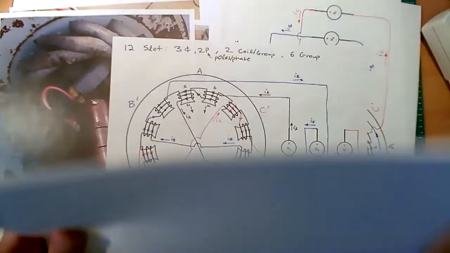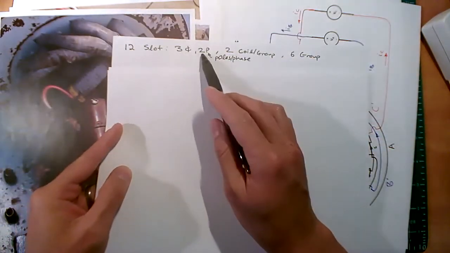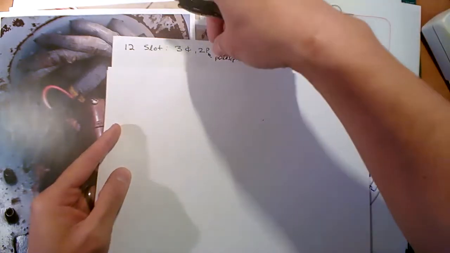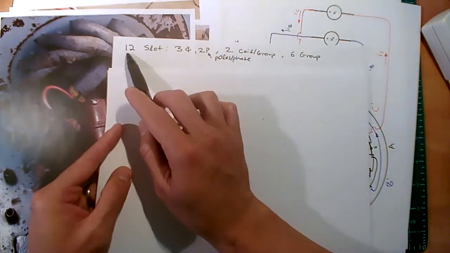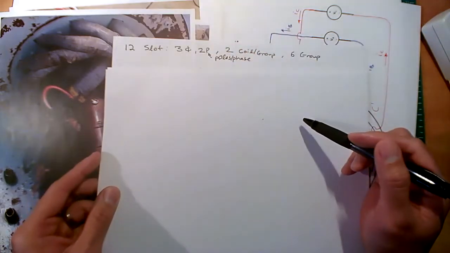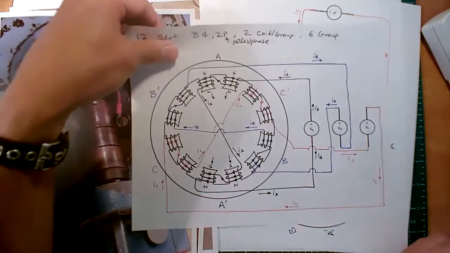2-pole, 2-coil per group situation. Okay, so what do we have? 3-phase, 2-pole, which is 6 groups. And if I multiply all 3 together, I get the number of slots, which is 12, and 12 coils. All right. So it looks a little bit crazy, but let's walk through it.